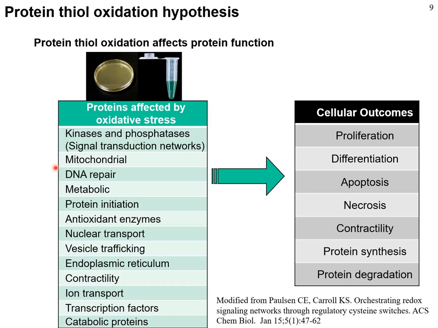Mitochondrial proteins can be affected. DNA repair proteins can be affected. Metabolic proteins, so in metabolic pathways such as glycolysis, can be affected. Protein translation can be affected. A variety of antioxidants themselves are also sensitive to thiol oxidation as well. Endoplasmic reticulum, contractility, and so on. So really the point about this is that we know from cell culture studies that there are a large range of proteins sensitive to oxidative stress.